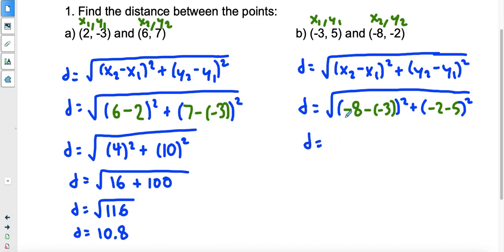Okay, we're going to start with what's inside the brackets first. So, negative 8 minus negative 3. Again, if you have a negative times a negative, that makes a positive. So really what we're finding is negative 8 plus 3, and negative 8 plus 3 is just negative 5. Here we have negative 2 minus 5, and negative 2 minus 5 is negative 7.